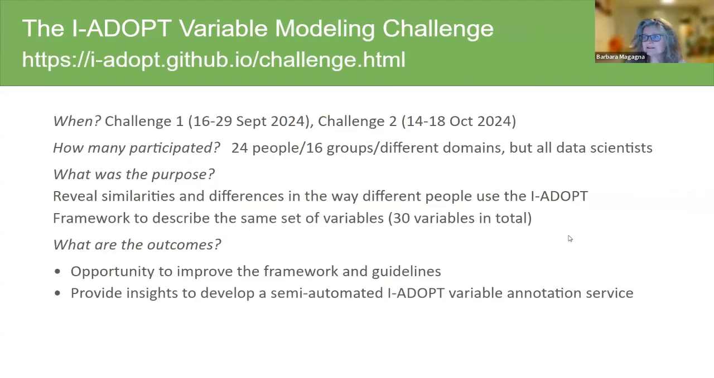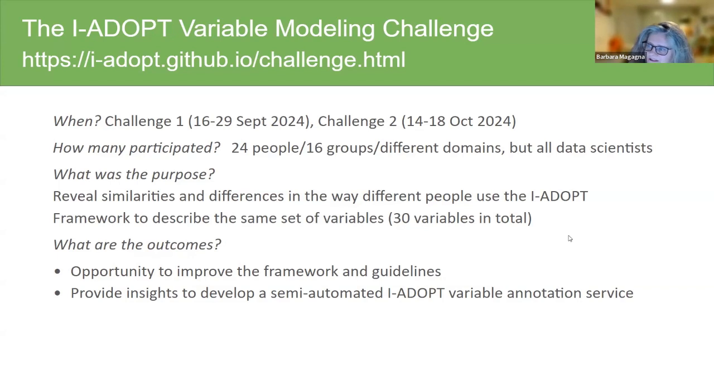And what we wanted to do is to really test the IADOPT ontology and framework with a challenge that we started over the summer, so announced over the summer. And we had 2 challenges, in September and October. And we invited researchers from all different domains. It was just an open call and people could participate. So in total, 24 people participated. They could participate alone as a person or as a team. So we had 60 groups and they came from different domains, but I must say all of them were also data scientists. We had also sent out a questionnaire so that people can say which domains they cover, but all had some data scientist aspect included.